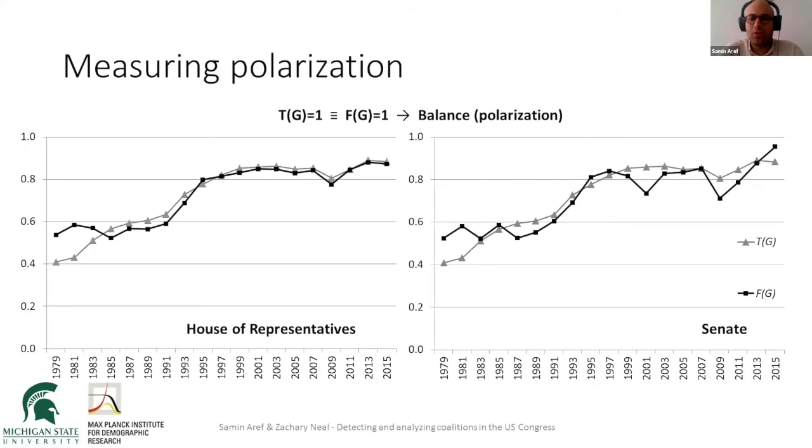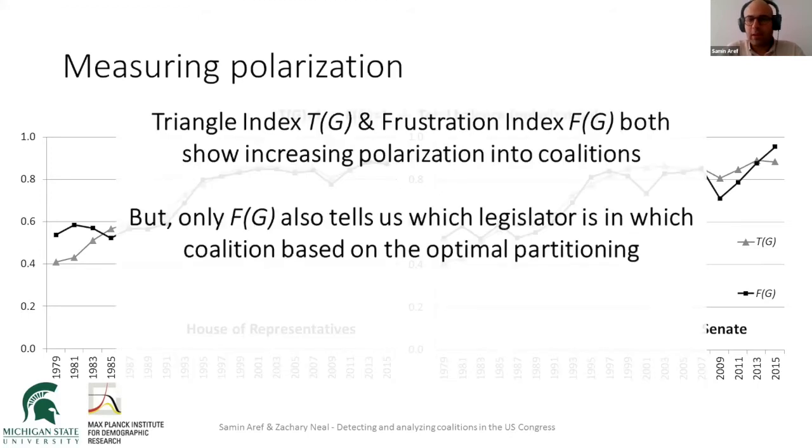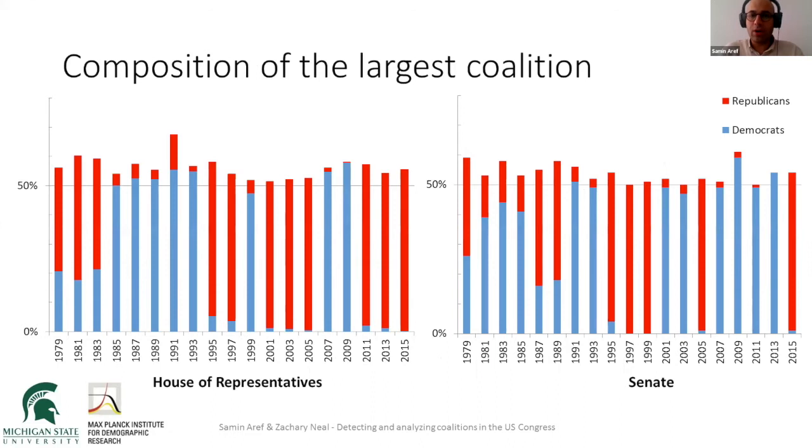So what we're trying to do is to quantify partisan polarization in these networks and see whether this partisan polarization has an impact on bill passage rate or on legislative effectiveness. So both triangle index and frustration index showed that the polarization has increased, but it's only the second method, the method based on frustration and partitioning, that would tell us which legislator belongs to which of the two groups based on balance theory. So we can look at the composition of the group.